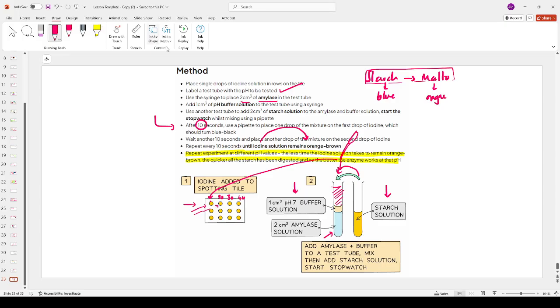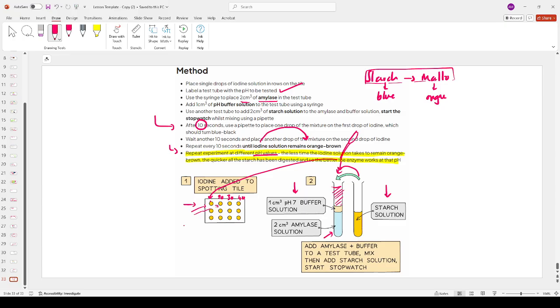Okay, here we are. So repeat the experiment at different pHs. The less time the iodine solution takes, the quicker the starch is being digested. Does that make sense? So this was at pH 7. You'll have another one, pH 6, another one, pH 8, pH 9, pH 4.